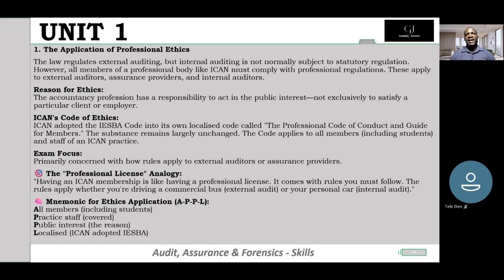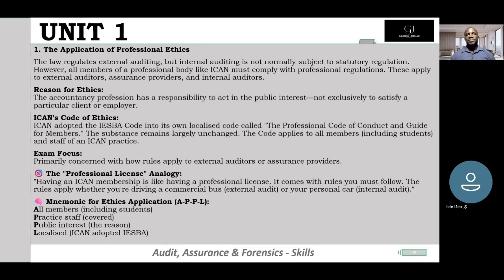Let me give you an analogy to help this stick. Think of ICAN membership as a professional license. It's like having a driving license. It comes with rules you must follow. The rules apply whether you're driving a commercial bus, that's external audit, or your personal car, that's internal audit. Either way, you must obey the rules of the road. It's very important to take note of this analogy to help you drive the point home.